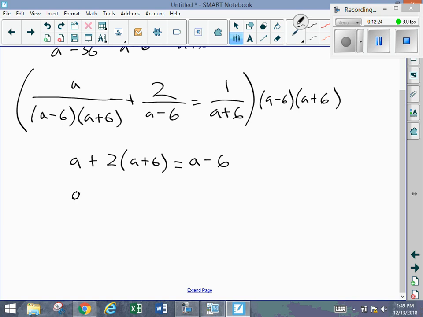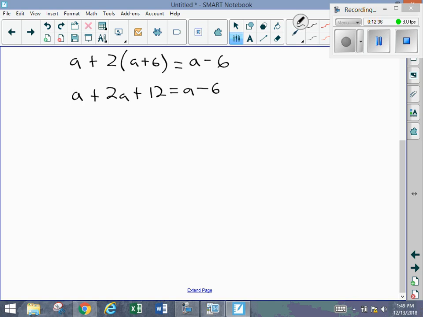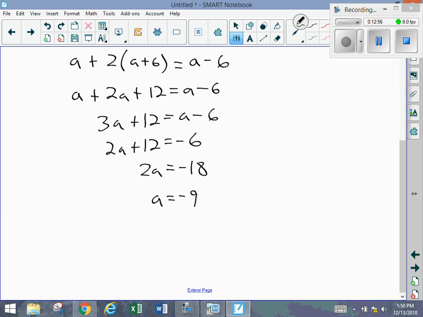Alright, multiplying, I'm going to distribute the 2. 2 times a is 2a, 2 times 6 is 12, equals a minus 6. And then we are going to combine my terms right here. I'll subtract a from both sides, and I will subtract 12 from both sides. Divide both sides by 2, we get that a is negative 9. Wait a minute. Negative 6. So it's C.